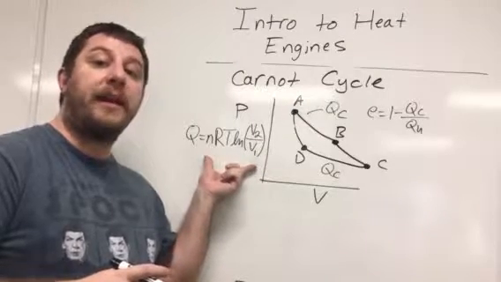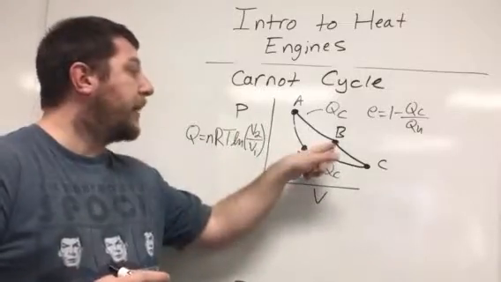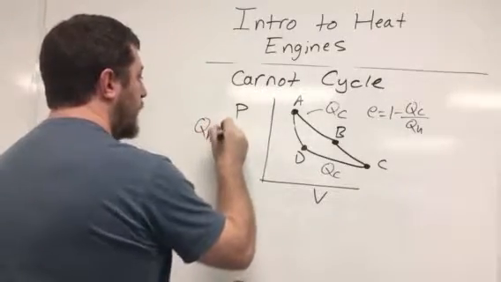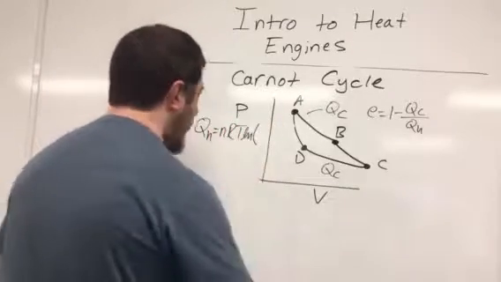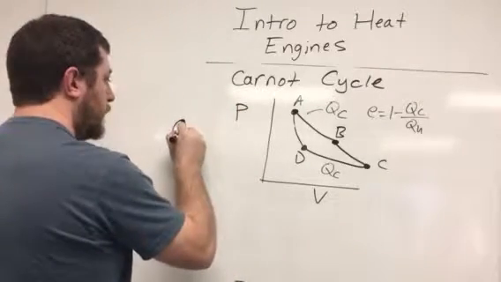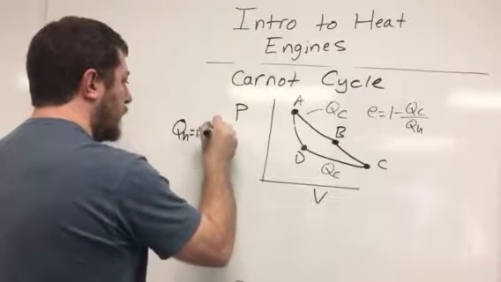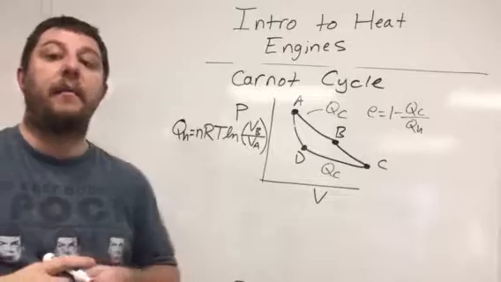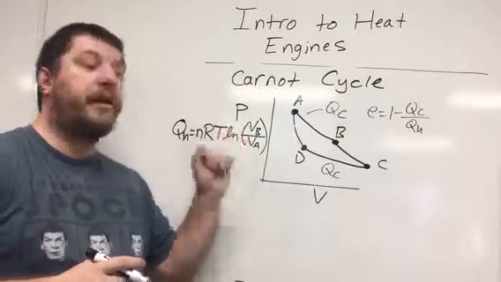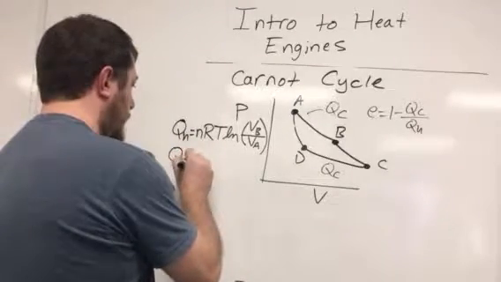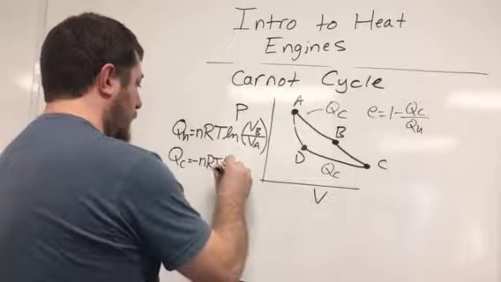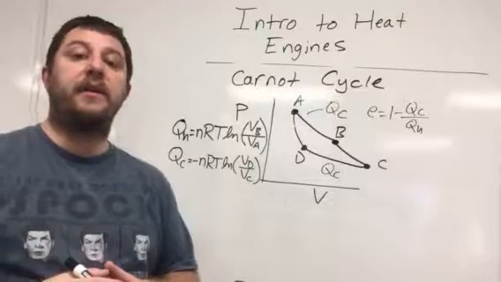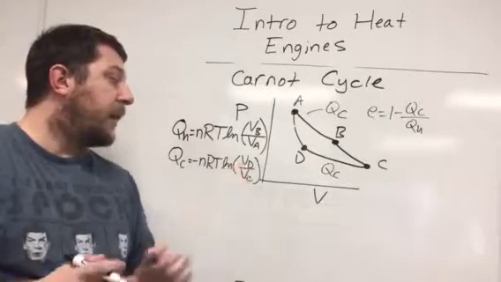So this allows me to calculate the amount of heat that has been transferred to the system from the hot reservoir between points B and A. So we can say Q hot is equal to nRT ln. Okay, so the amount of heat that I'm going to draw in is going to be nRT ln VB over VA, and the amount of heat that gets rejected is going to be nRT ln of VD over VC.